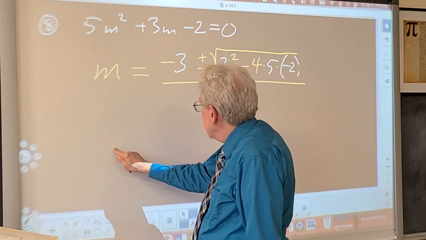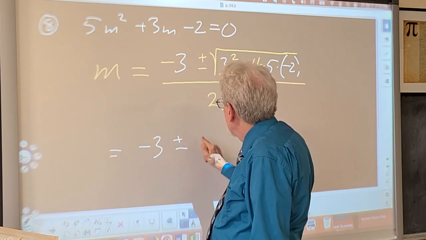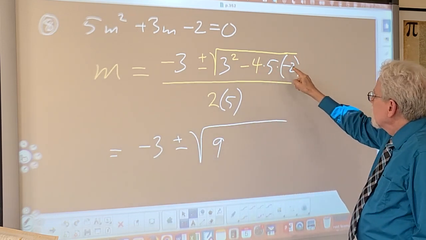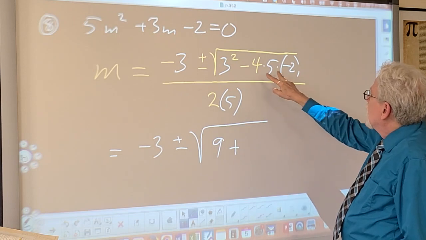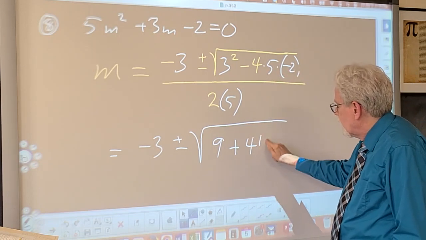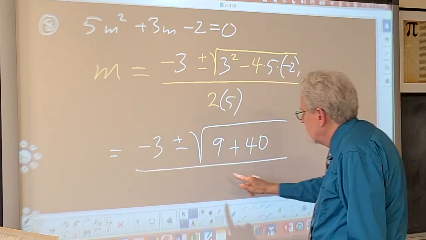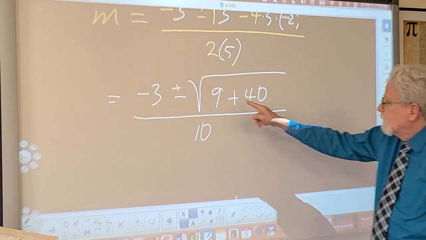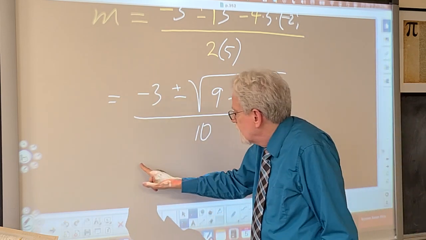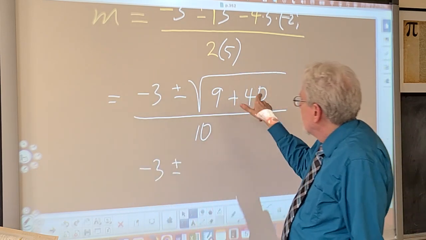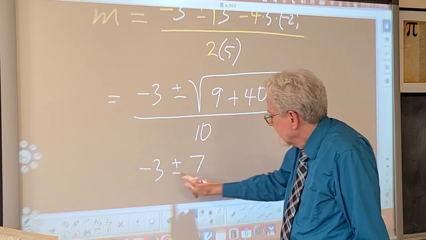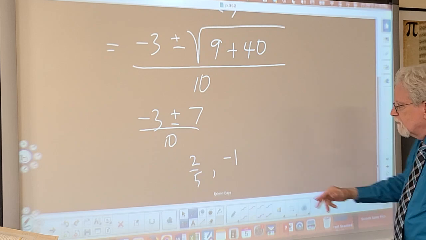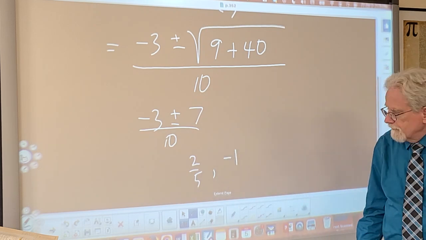So we have negative 3 plus or minus square root of 9. Negative times negative becoming positive. That's 20, that's 40. Ooh, look at these nice numbers. Divided by 10. And again, why do I say nice numbers? Because we know the square root of 49, yes. So we now have negative 3 plus or minus square root of 49 over 10, which gives us final results of 2/5 and negative 1.